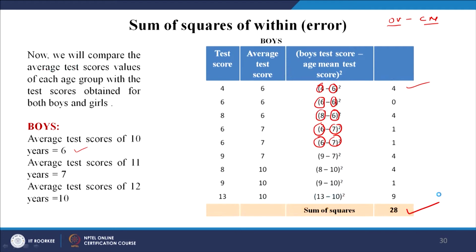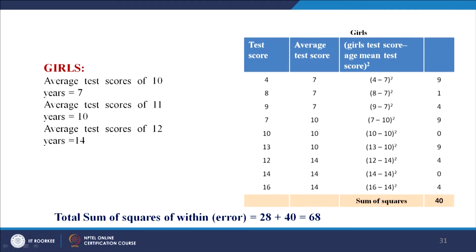Now, let us find it for the girls similarly. For the girls, the observed value 4 minus 7 is my mean, 8 minus 7, 9 minus 7, 7 minus 10, 10 minus 10, 13 minus 10. You just have to refer to the original table again, and 12 minus 14 goes on. So, for these deviation scores, 3 squared is 9, 1 squared is 1, and it goes on. This is a total of 40. So, what is my total sum of squares within? It is 40 plus 28, which is equal to 68, right.